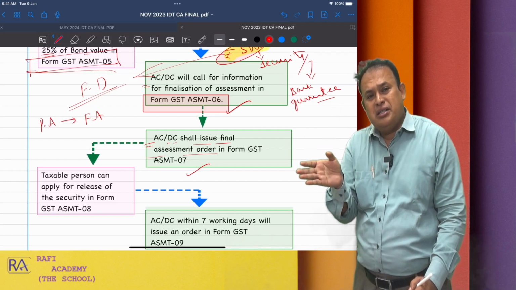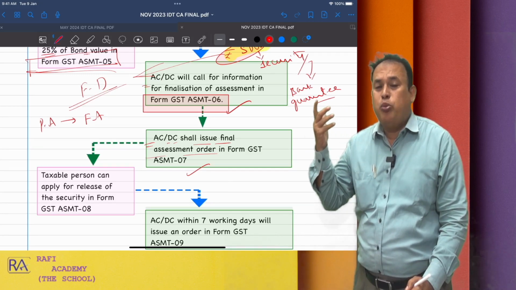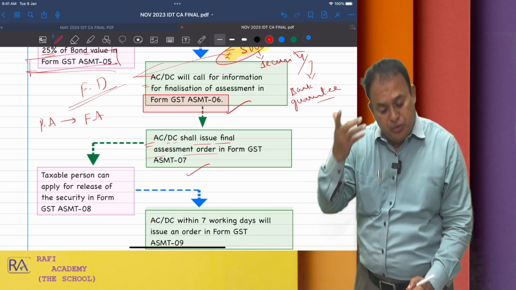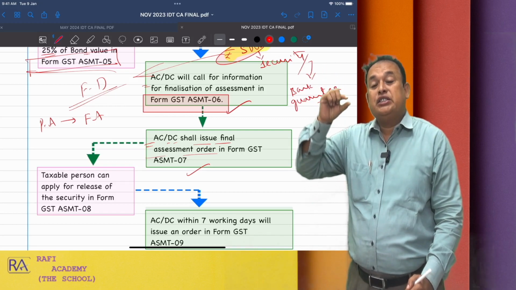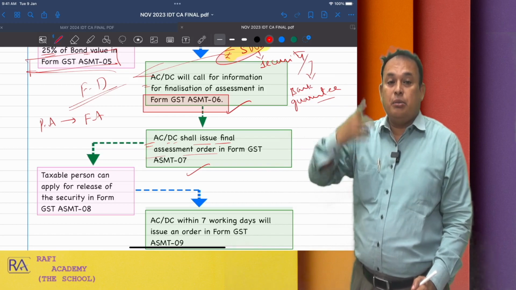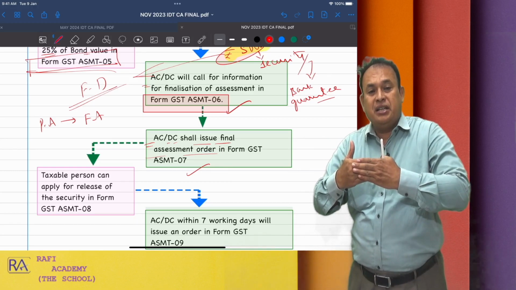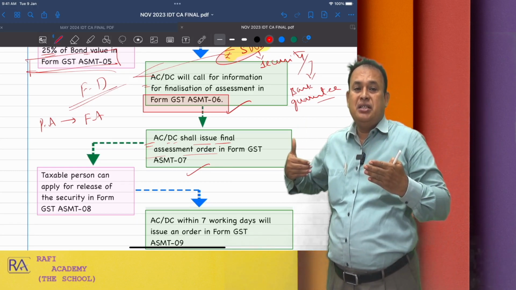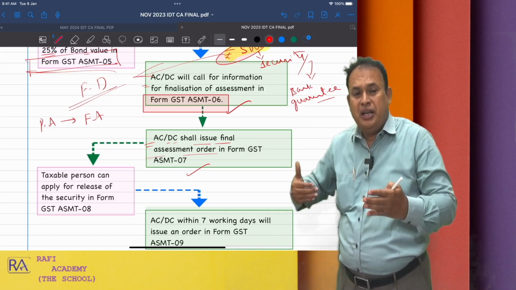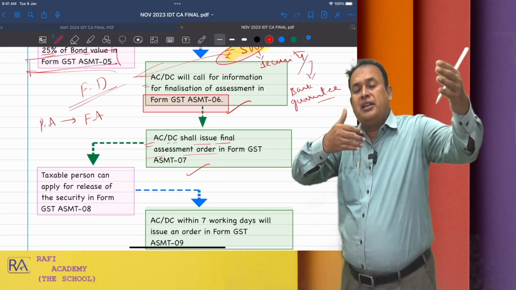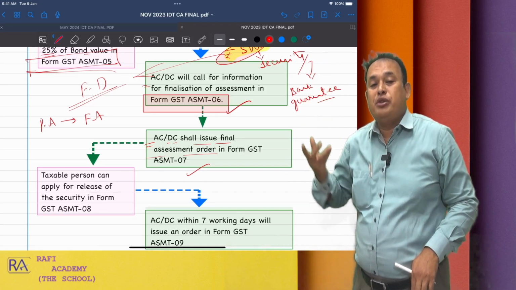Sir, within 6 months, if the PA becoming FA is so difficult, sir, within 6 months the provisional assessment does not become a final assessment, sir. Is it so? Yes, sir. In that case, no problem. The higher authority, Joint Commissioner or Additional Commissioner, is empowered to extend the time period for finalization by a further 6 months. If PA did not become FA in the first 6 months, a further 6 months is there, within which the Joint Commissioner or Additional Commissioner can extend to finalize the provisional assessment.